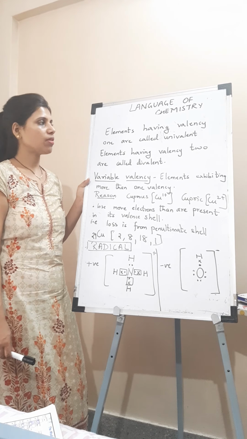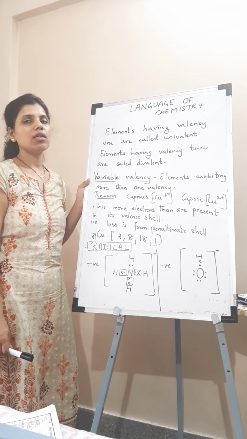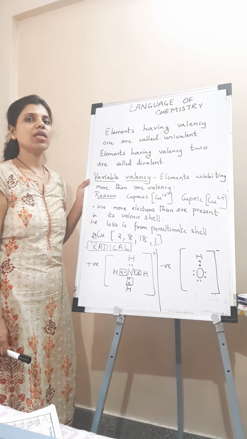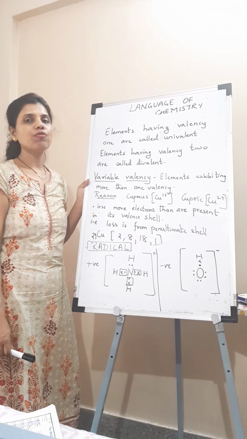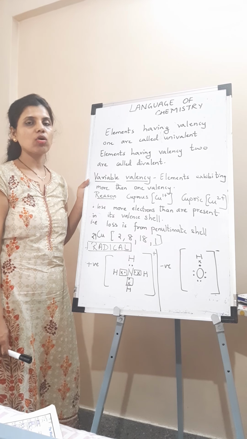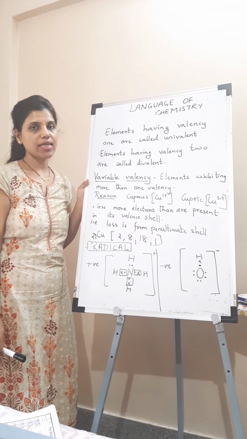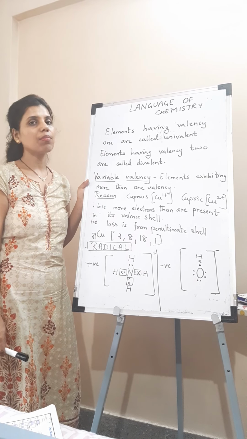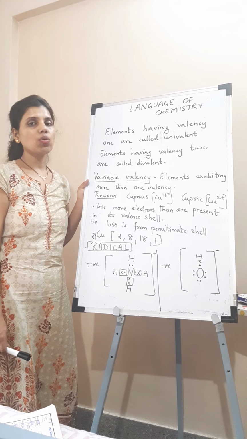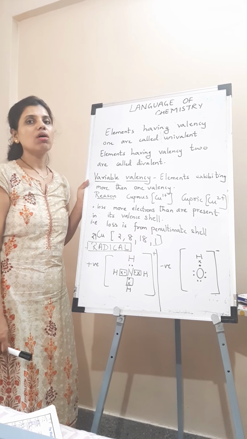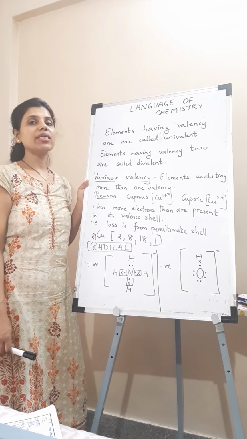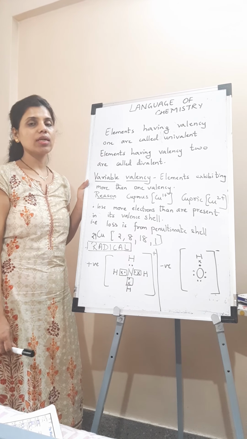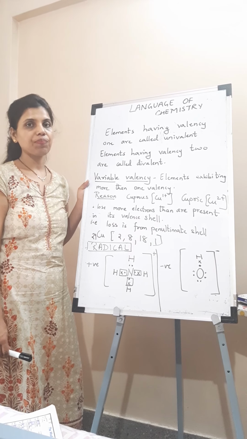Before going to variable valency, we'll just brush up that in the last video we had seen metals lose electrons to form the stable electronic configuration, and non-metals accept electrons to achieve stable electronic configuration. The number of electrons metals donate, and the number of electrons non-metals accept, those numbers of electrons are known as valency.